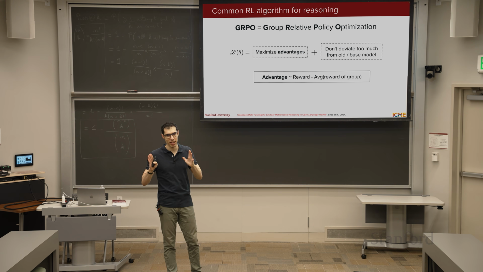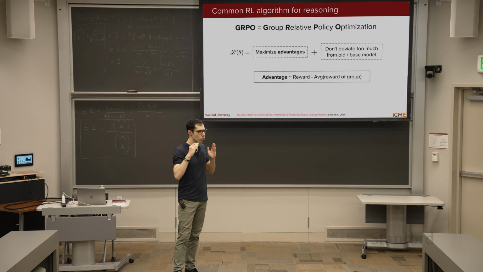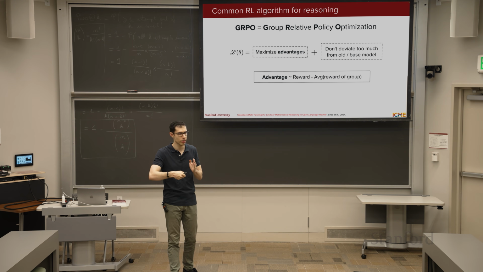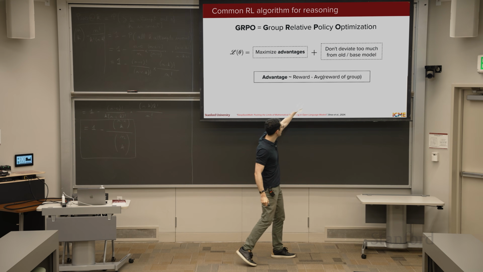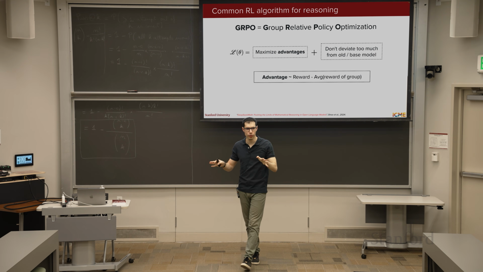So the big benefit here is that we do not use value functions. The only thing we do is we sample not just one, but multiple completions in order to compute the average of the rewards of the group.